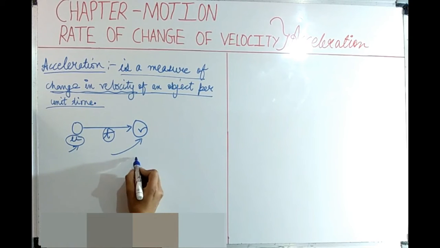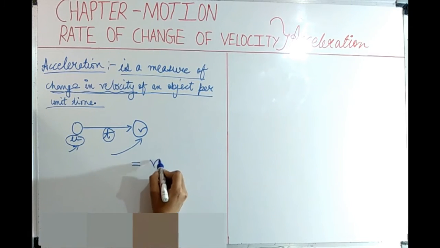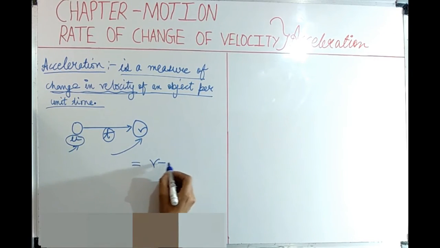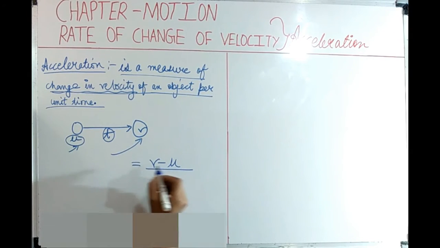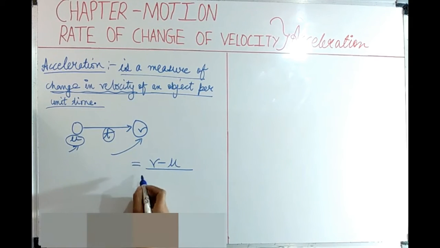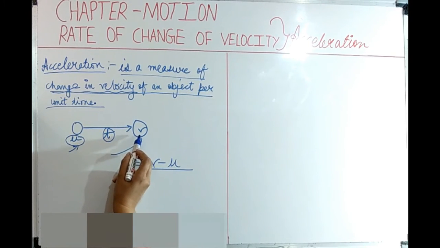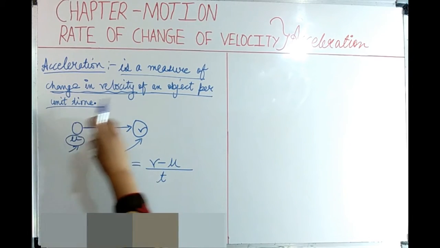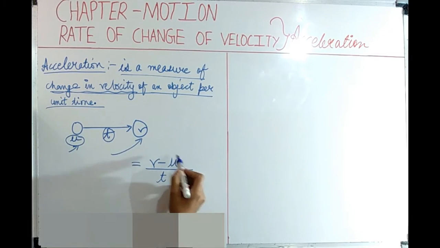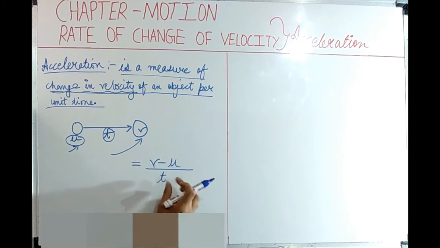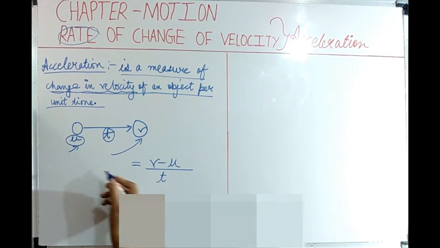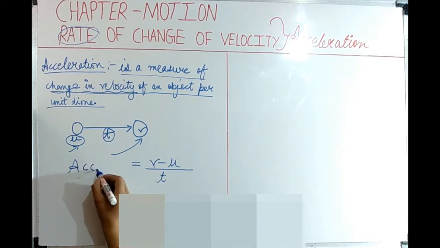How can we write change in velocity? We can write the change in velocity as final minus initial. Final velocity is v here, initial is u here. So this is the change in velocity, and it has taken time t to change from u to v. When we divide a quantity by t, it becomes rate of change of velocity. So we write this as acceleration.